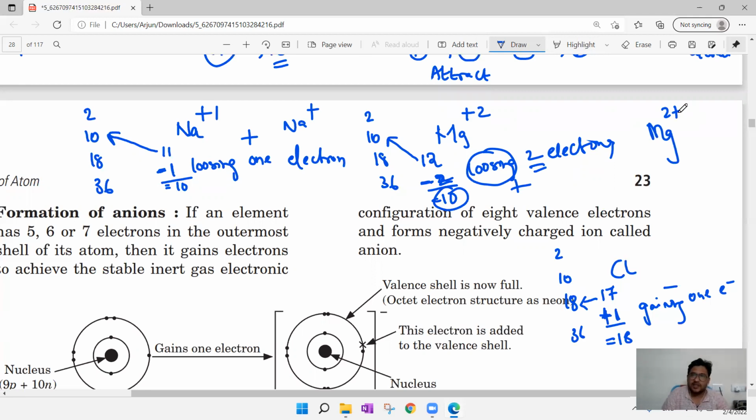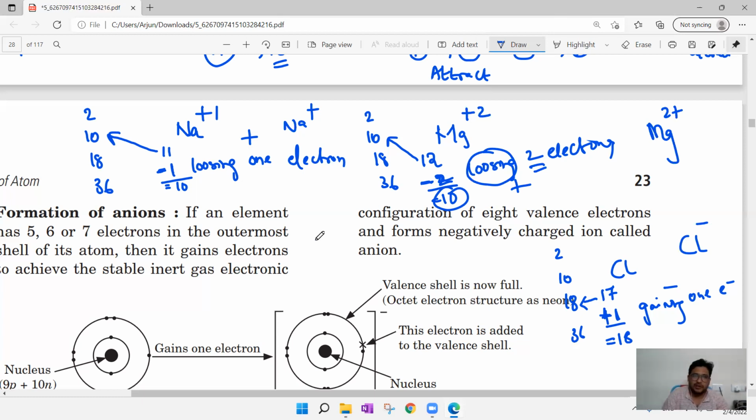What is that plus representing? Losing. 2 is representing the number of electrons. So magnesium is losing 2 electrons. Now you see chlorine, Cl, gaining. Gaining means minus. How many? 1 electron. You can represent 1, or you need not represent 1. Like that you can do it.